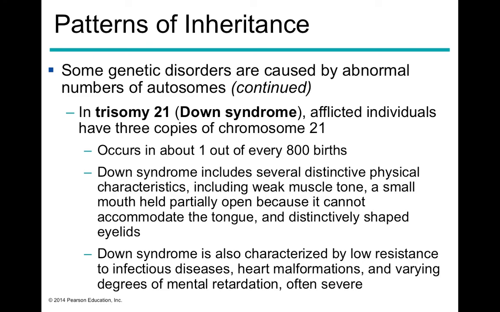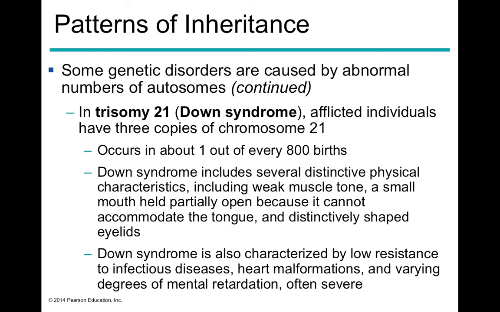Now, the trisomy that you're probably very familiar with is trisomy 21, that's known as Down syndrome. That affects individuals who have 3 copies of chromosome 21, or trisomy 21. It occurs 1 out of every 800 births or so, and again, it is associated with increased maternal age.